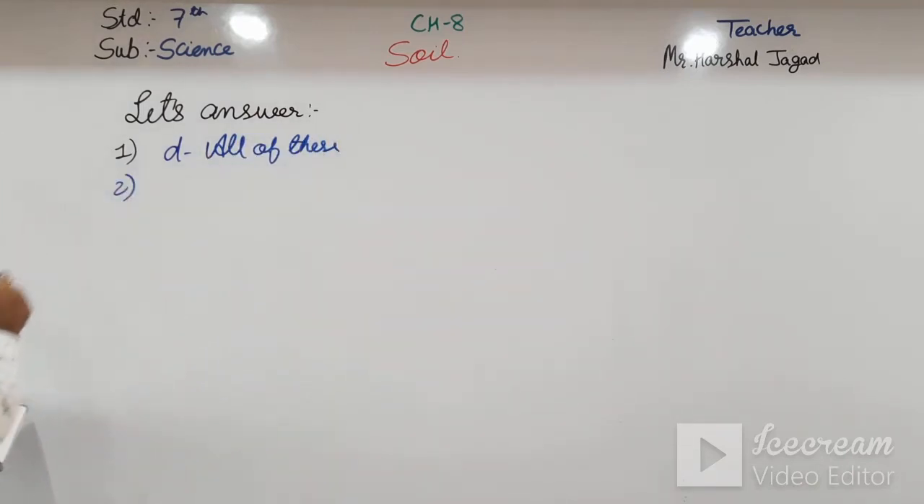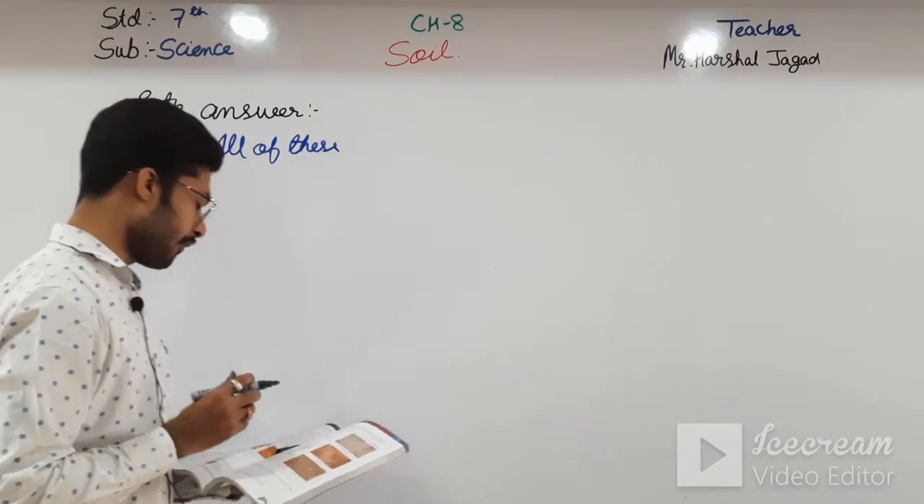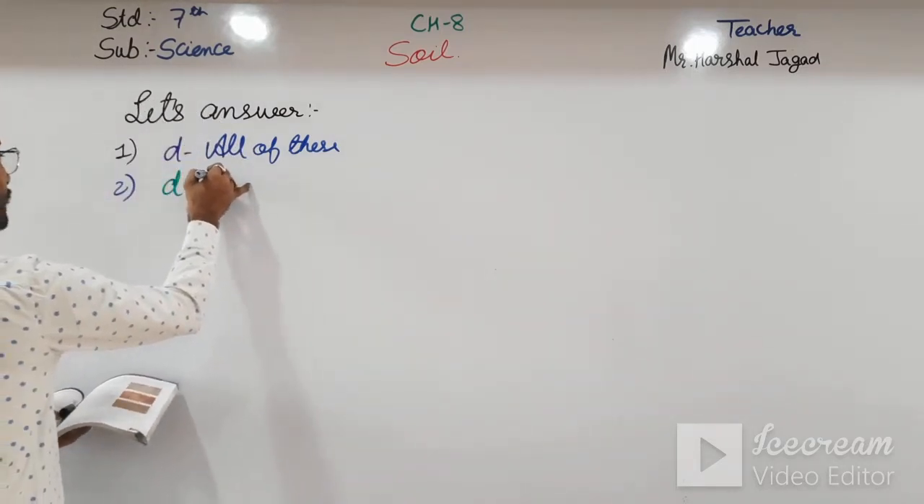Second one, which of this contributes towards soil formation? So climate, yes, it affects. Properties of rock, yes. Slope of land, yes. All these three, four, yes, that is all of this.